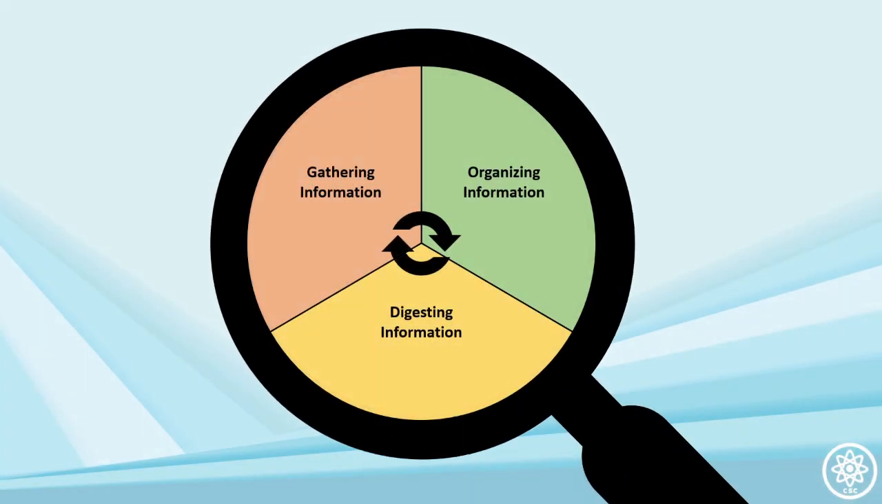There are three main parts in conducting effective research. The first being gathering information, then organizing information, then digesting the information. This process is a repeating cycle and can be used as many times as required to refine your research. Today, we will look at all three parts in depth with an example topic.